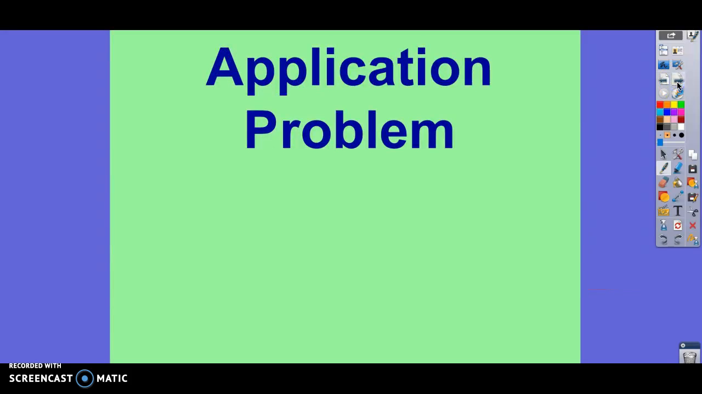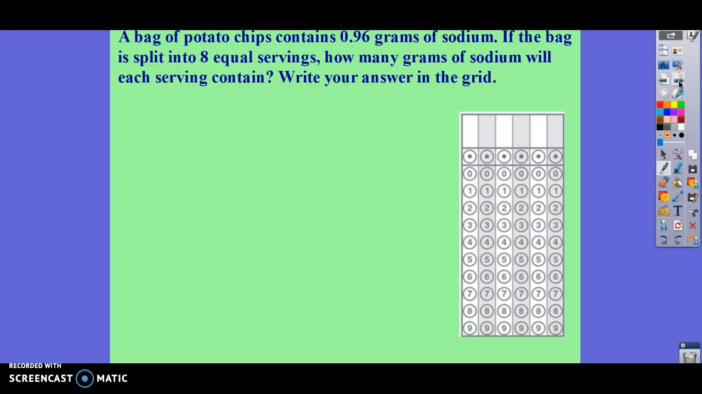We're going to start with our first application problem, learning how to use this new skill, dividing decimals. A bag of potato chips contains 96 hundredths grams of sodium. If the bag is split into 8 equal servings, how many grams of sodium will each serving contain? Write your answer in the grid. So are we going to be dividing up the 96 grams of sodium? Or are we dividing the 8 equal servings?